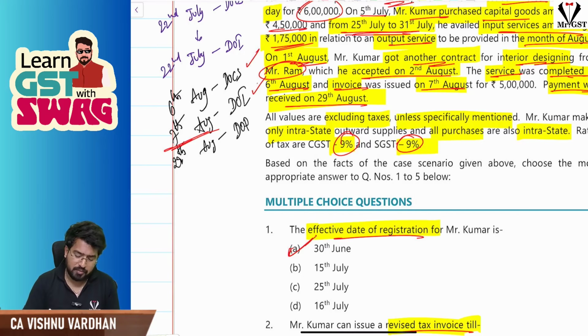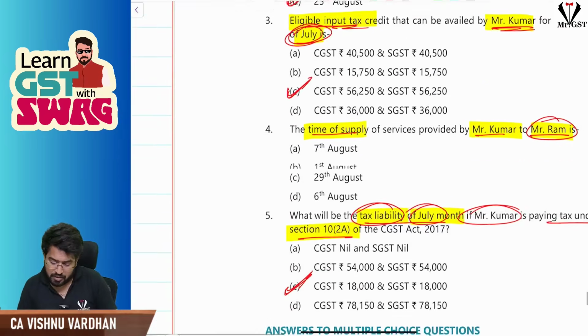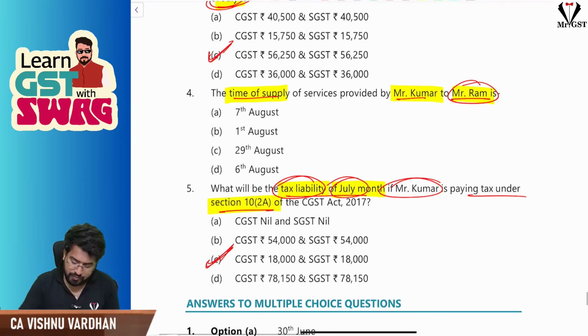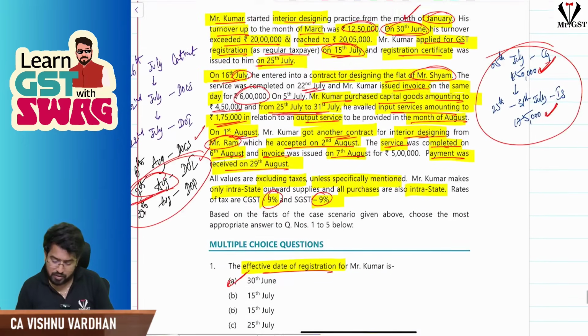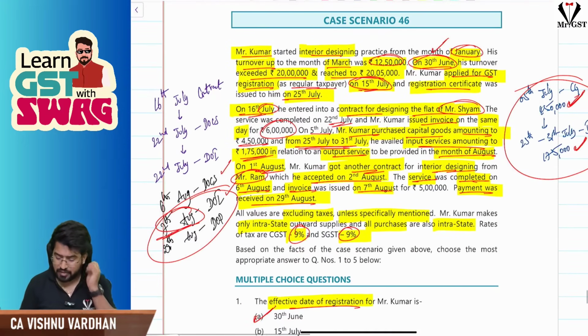So the time of supply will be date of invoice or date of payment, whichever is earlier. So 7th August is earlier. That will be the time of supply. 7th August will be the time of supply. That's all. That is what the case study. Not that greatly difficult anything, a simple one.